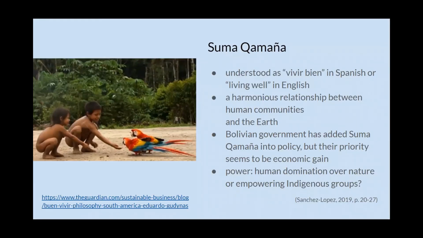Another way to incorporate decolonization into design is through government policy. In Bolivia, they adopted this principle of summa camanha into their government. This is an indigenous principle which refers to a harmonious relationship between humans and nature, like we're all living well together. However, geopolitics professor Daniela Sanchez Lopez points out the flaws in how the Bolivian government has not fully acted in accordance with summa camanha.